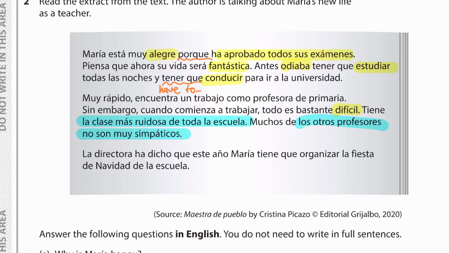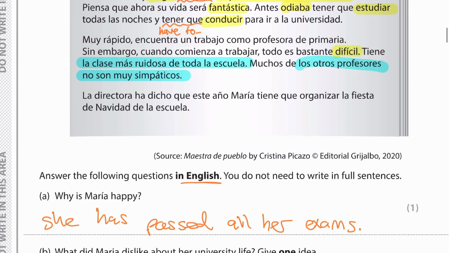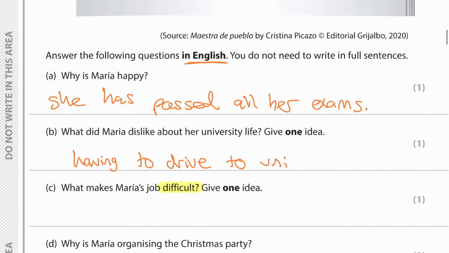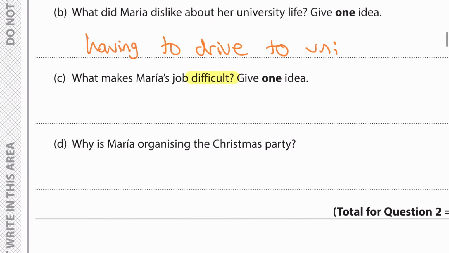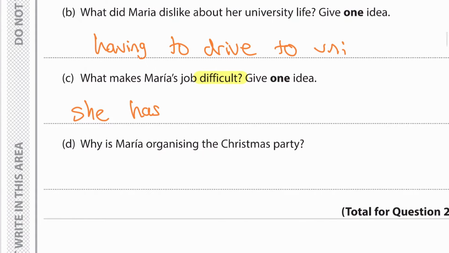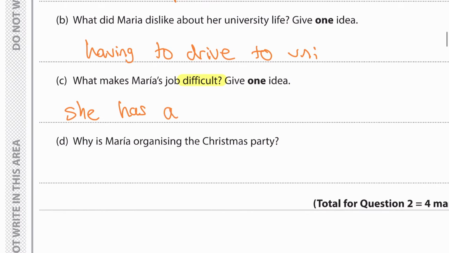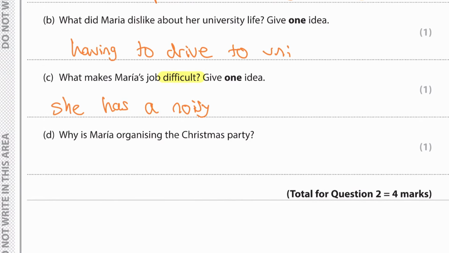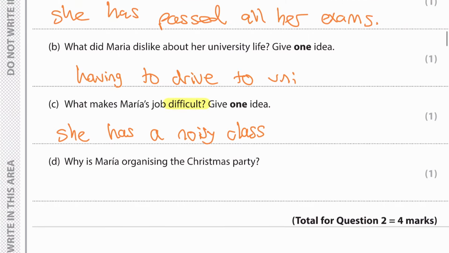Let's think how we would translate this into English. We're answering in English. She has the noisiest class of the entire school, I'm going to say. Let's just say she has a noisy class. I believe that would be accepted, or you can translate directly. She has the noisiest class, so she has a noisy class. I'm going to say. Okay.